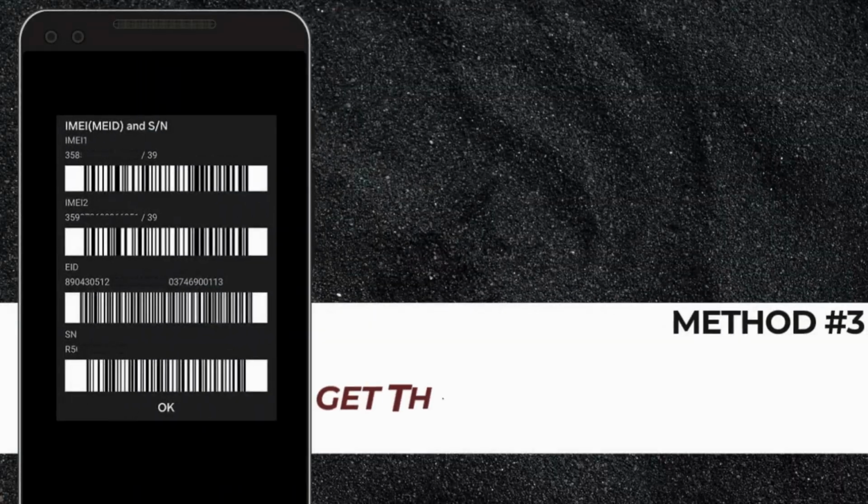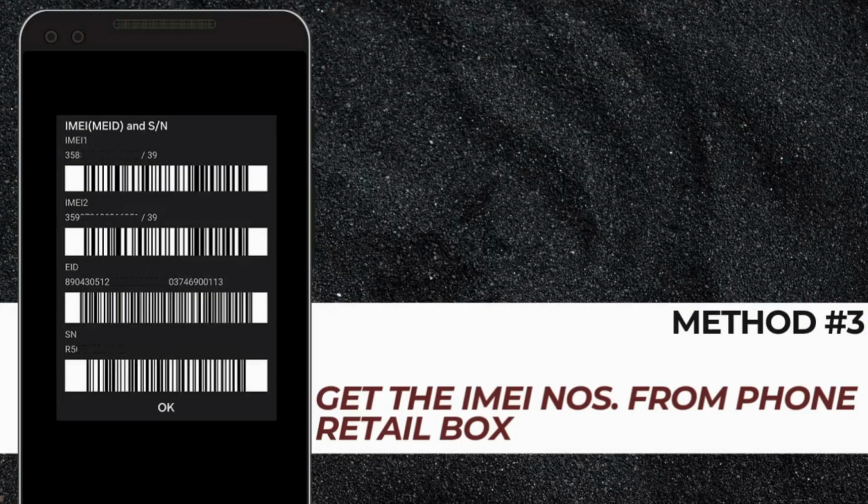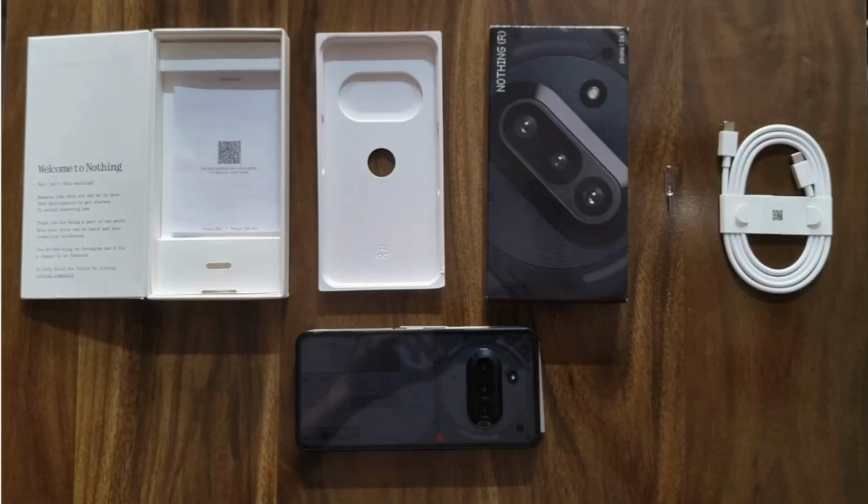The third method to get the IMEI number is from the phone box itself. So when you bought the phone, you must have gotten a box with the phone. I'm sure your phone didn't come without a box. At the back of the box, you're going to see both the IMEI numbers mentioned out there.